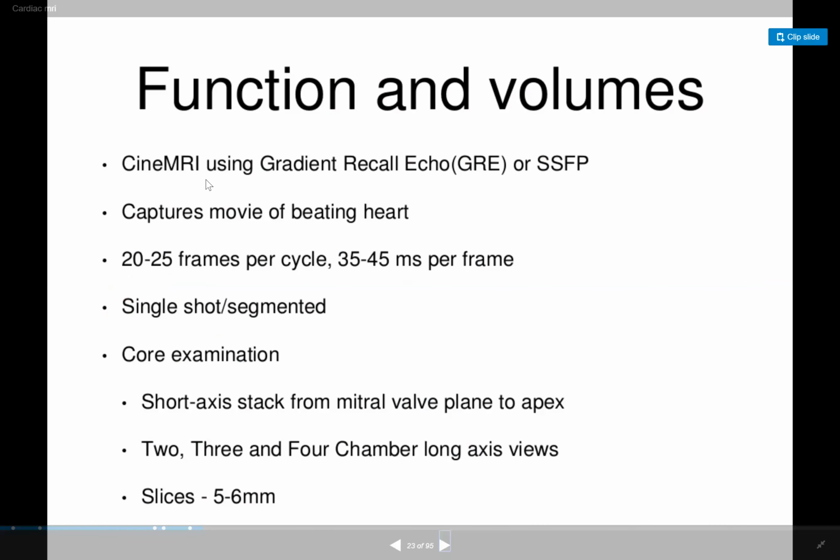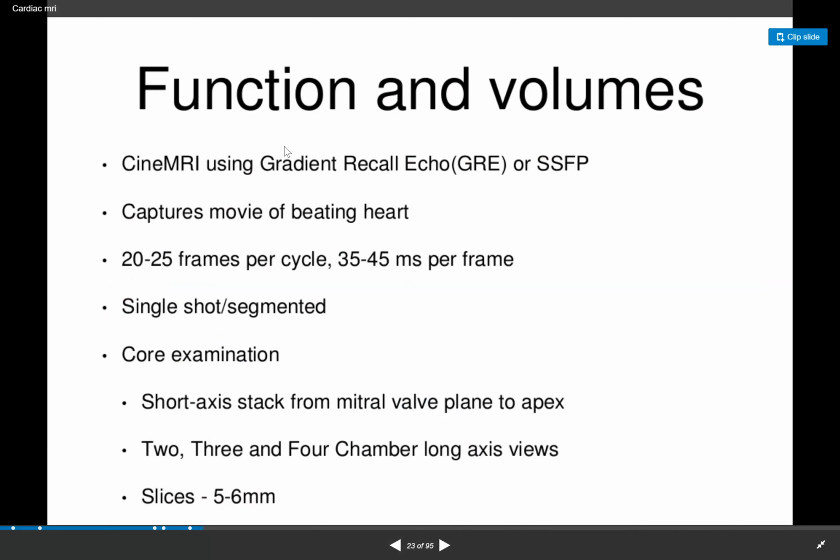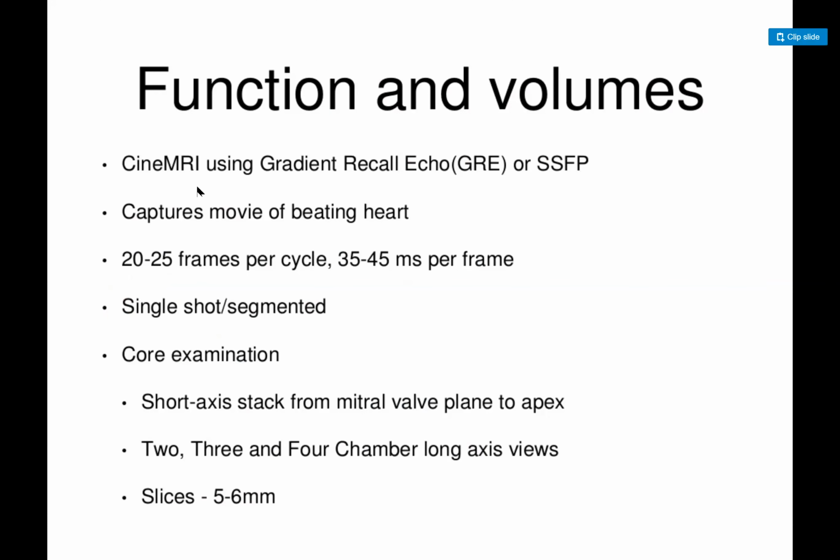So, like I mentioned, cine. The first sequence after the scouting is, most of the times, we look at the structure with the black blood. I didn't put it there, but this is always there in any MRI. We get a cine MRI using GRE, gradient recall echo, gradient echo, which Dr. Arijema mentioned, or SSFP. And it's basically a moving heartbeat. I mentioned we have 25 frames per cycle, and it could be 35 to 45 if time allows.